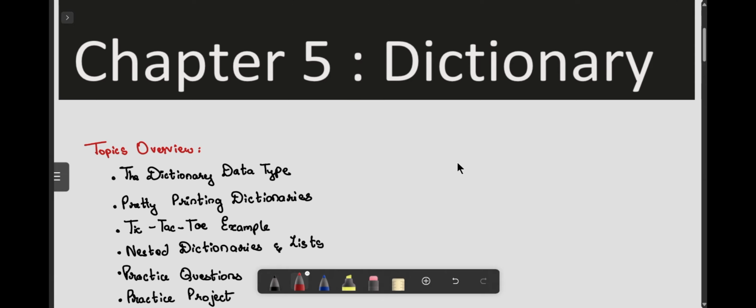In this video, we're going to study chapter 5, which is dictionaries. Let's look at the topic overview. We have what is the dictionary data type, then pretty printing dictionaries. These are the headings of what we're going to cover. Then we'll look at a tic-tac-toe example, then nested dictionaries and lists. There's not much after seeing the list video. This will be almost similar and might look a little more complicated, but is similar to lists. Then we'll look at a few practice questions and some practice projects to wrap it up. So these are the topics in dictionaries.